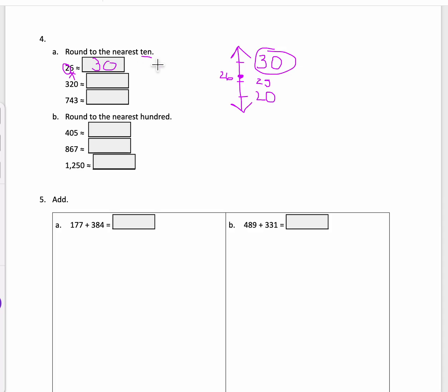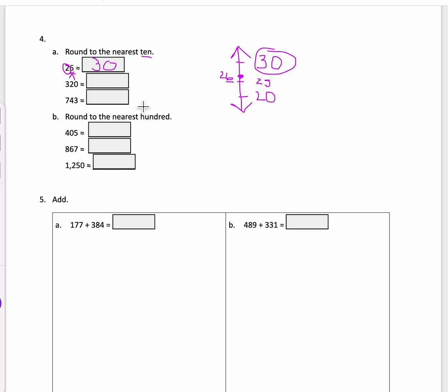Or if you want to use the little phrase we've used in class, 5 or more, the number soars. Well, notice, 6 is 5 or more. So then the 2 soared. It became a 3. Right? Or 4 or less, the number rests. So let's say this 6 was lower than a 5 and it was a 4, a 3, a 2, or a 1. It would have rounded down to 20. All right? These are review, so this is just a little refresher for you, okay?